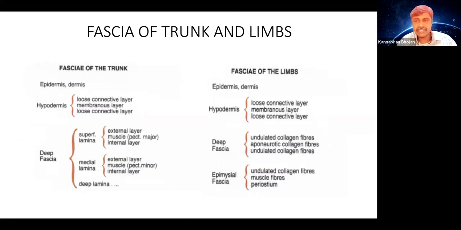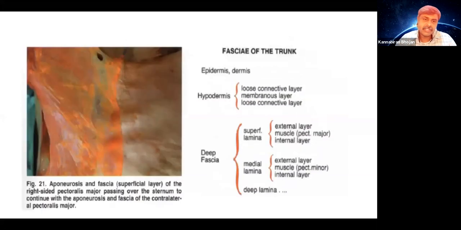Remember fascia and force transmission. And this is one aponeurosis. That's the superficial layer of the right-sided pectoralis major. You can see on the slide, it is passing over the sternum to continue to the aponeurosis of the fascia of the contralateral pectoralis major. So it is connected throughout. This is in the trunk. And it is important to mention that the fascial quality in the trunk and the limb are totally different. They are not the same.